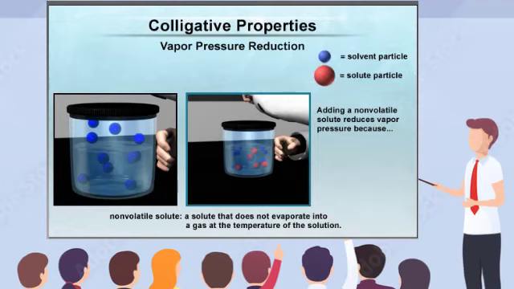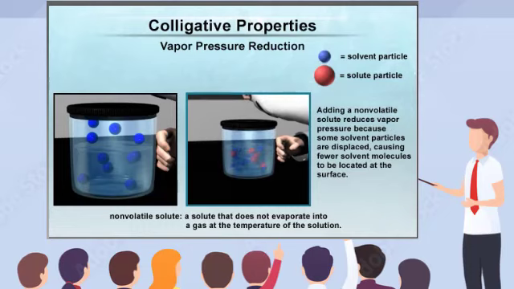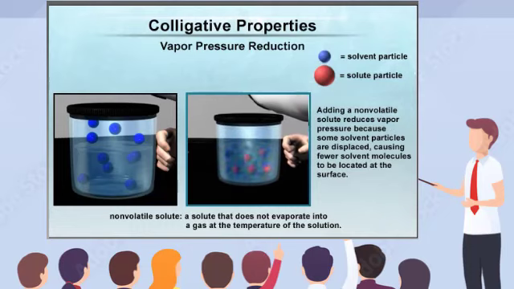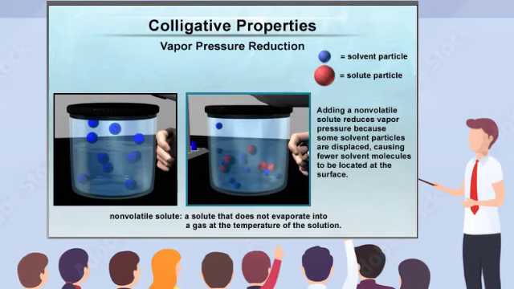Although the non-volatile solute mixes throughout the solution, it is the particles at the surface of the solution that have the greatest effect on vapor pressure. The solute particles at the surface displace some solvent particles, causing fewer solvent molecules to be located at the solution's surface. Consequently, fewer solvent particles can evaporate, since evaporation occurs at the surface of the solution. This in turn reduces vapor pressure in the container, because fewer solvent molecules exist in the gas phase.